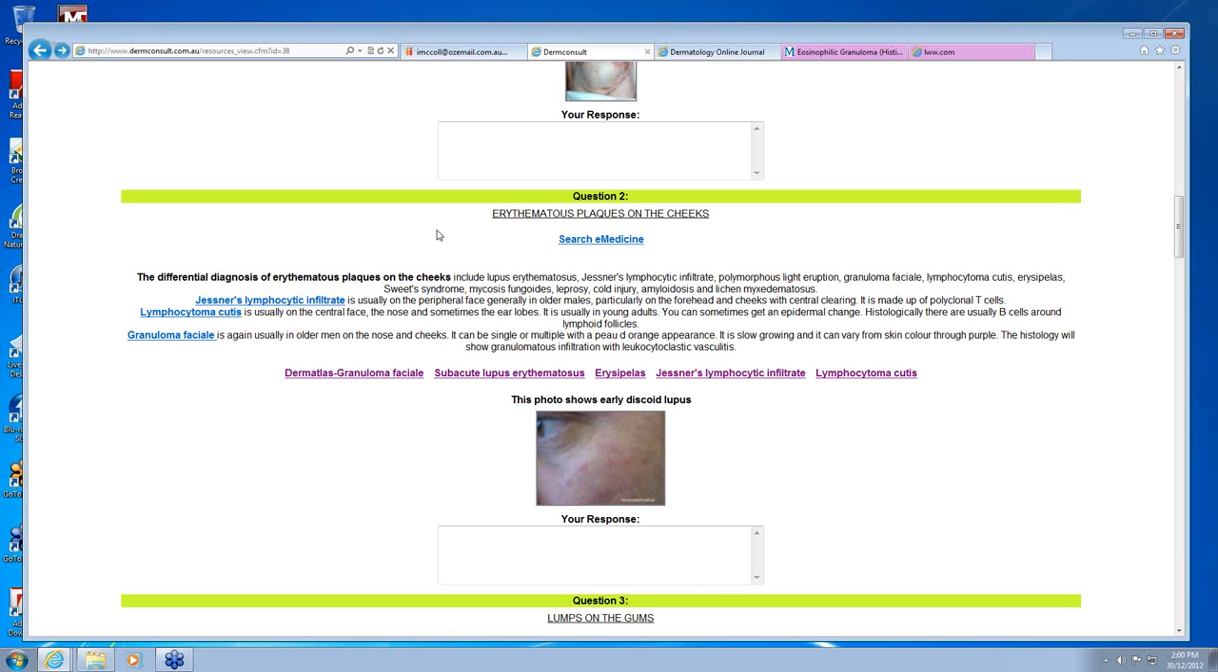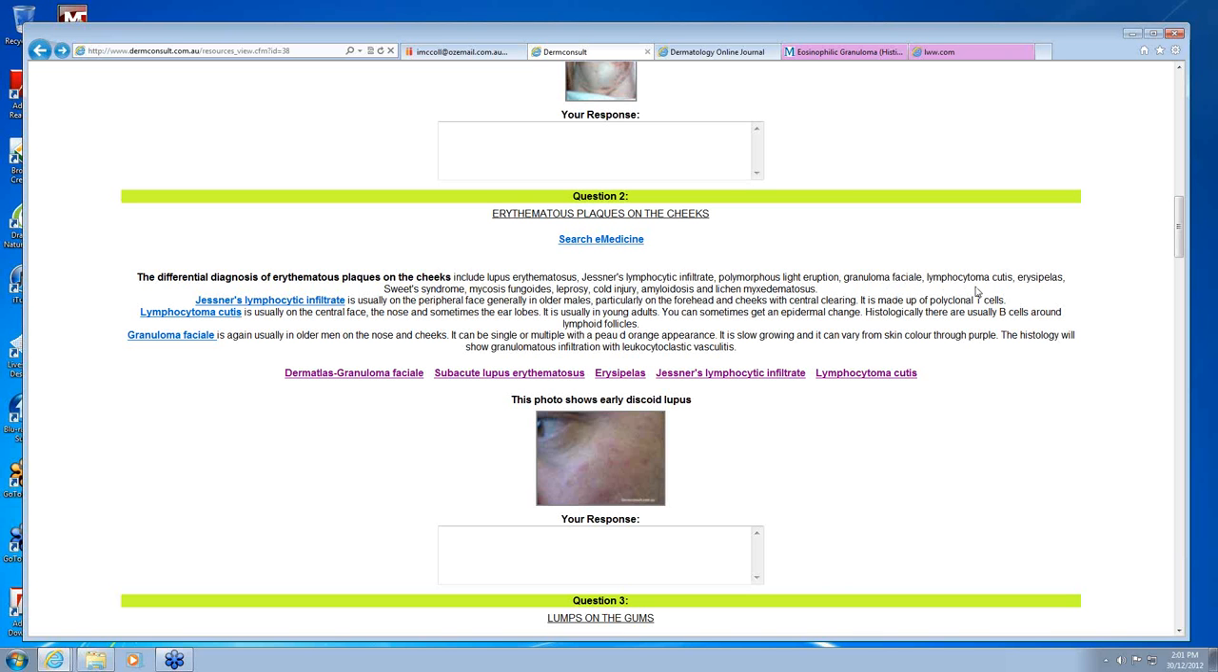red, scaly plaque. But let's look at some of the others that I've mentioned here. Lupus, Jessner's lymphocytic infiltrate. This again is probably a form of subacute lupus. It'll present as a red, usually non-scaly plaque on the face. Polymorphous light eruption. Granuloma faciale. Again, one or two nodules, usually on the central part of the face rather than the periphery. And they usually have a surface that looks like orange peel. It can be pink, it can be purple in color.